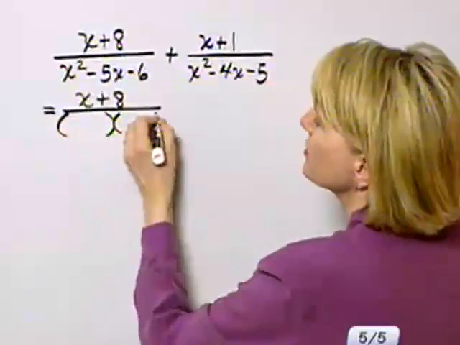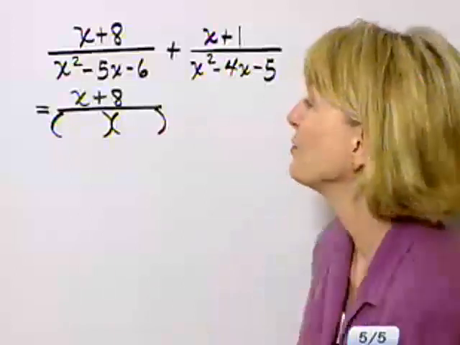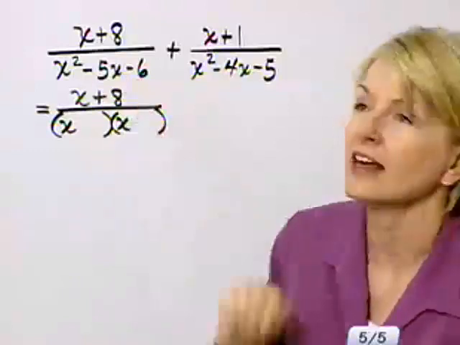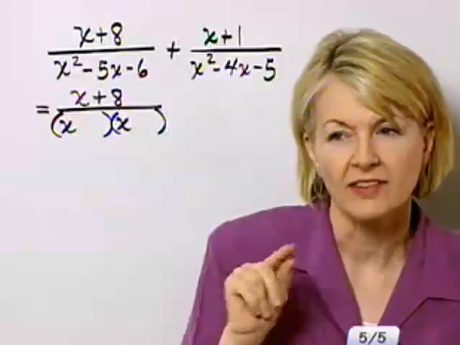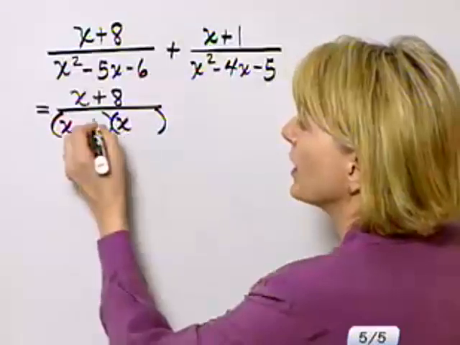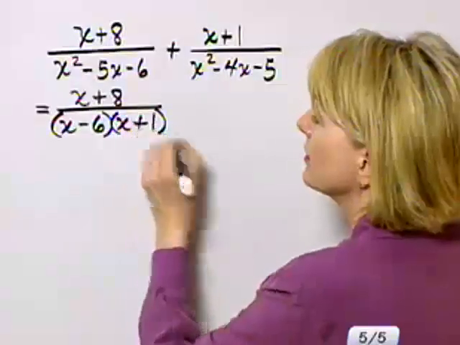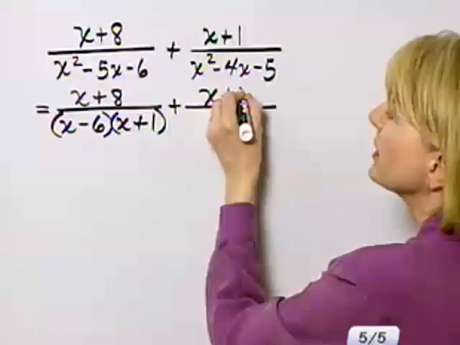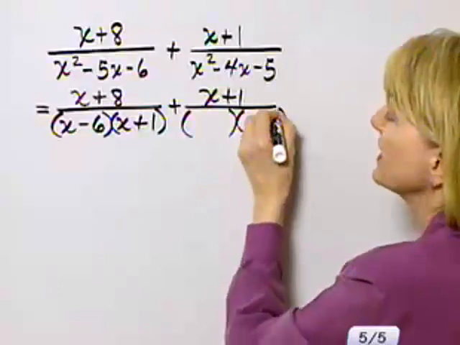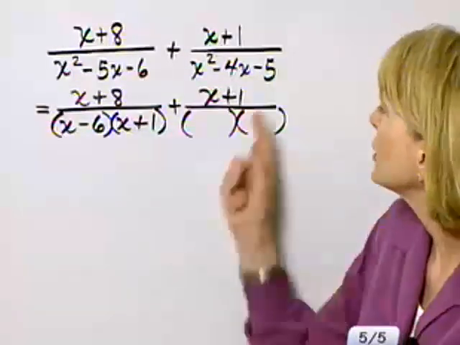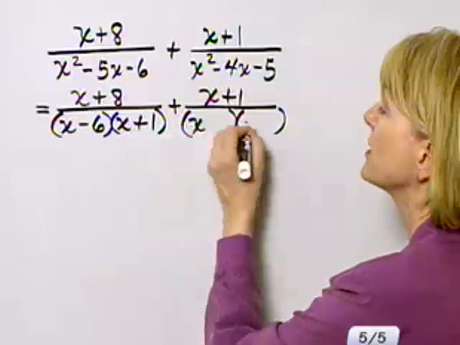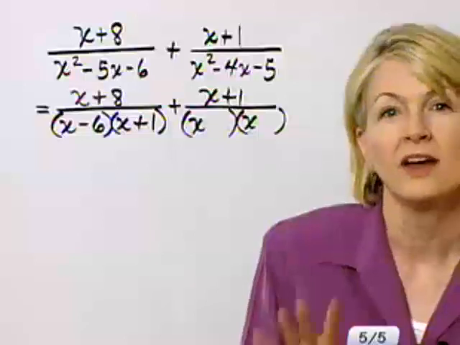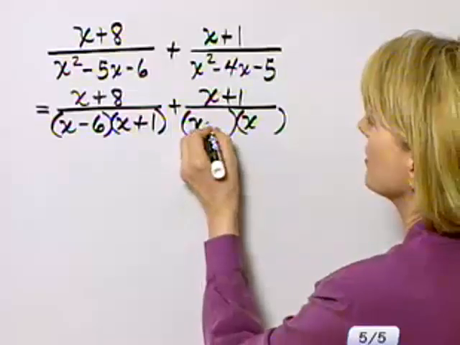I'll factor that first denominator if I can. I'm looking for two numbers whose product is -6 and whose sum is -5. That's -6 and a +1. I'll let you check the factoring. Plus, in the numerator, x plus 1, and let's see if that second denominator factors. I'm looking for two numbers whose product is -5 and whose sum is -4. That's -5 and 1.